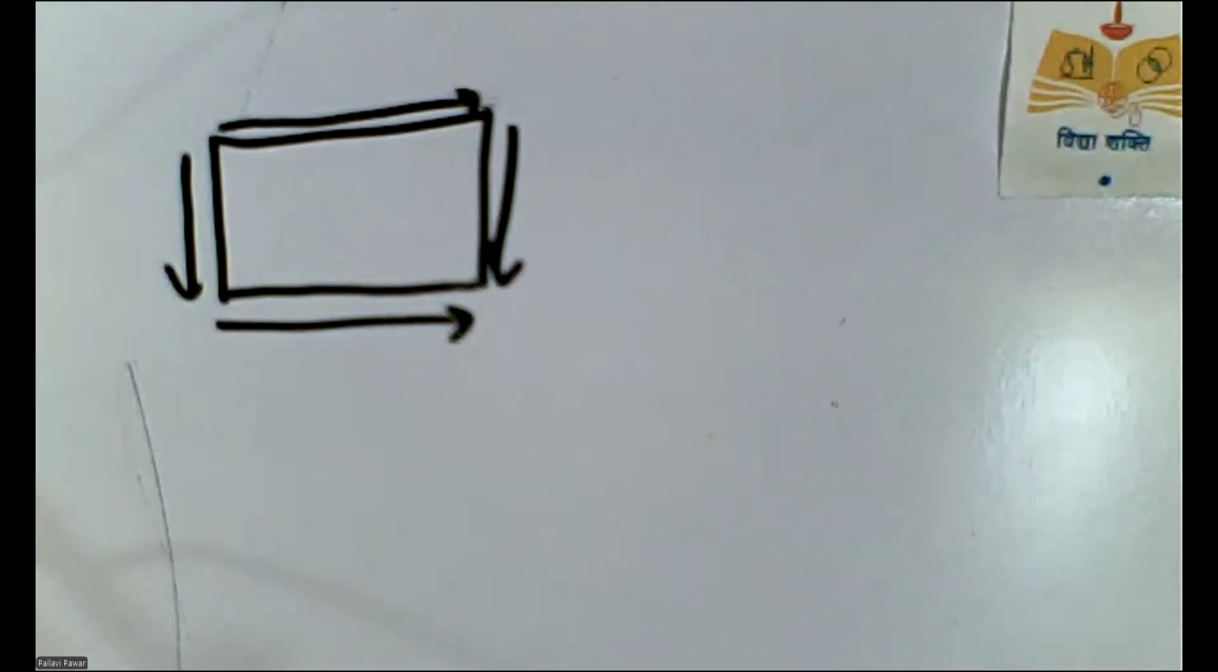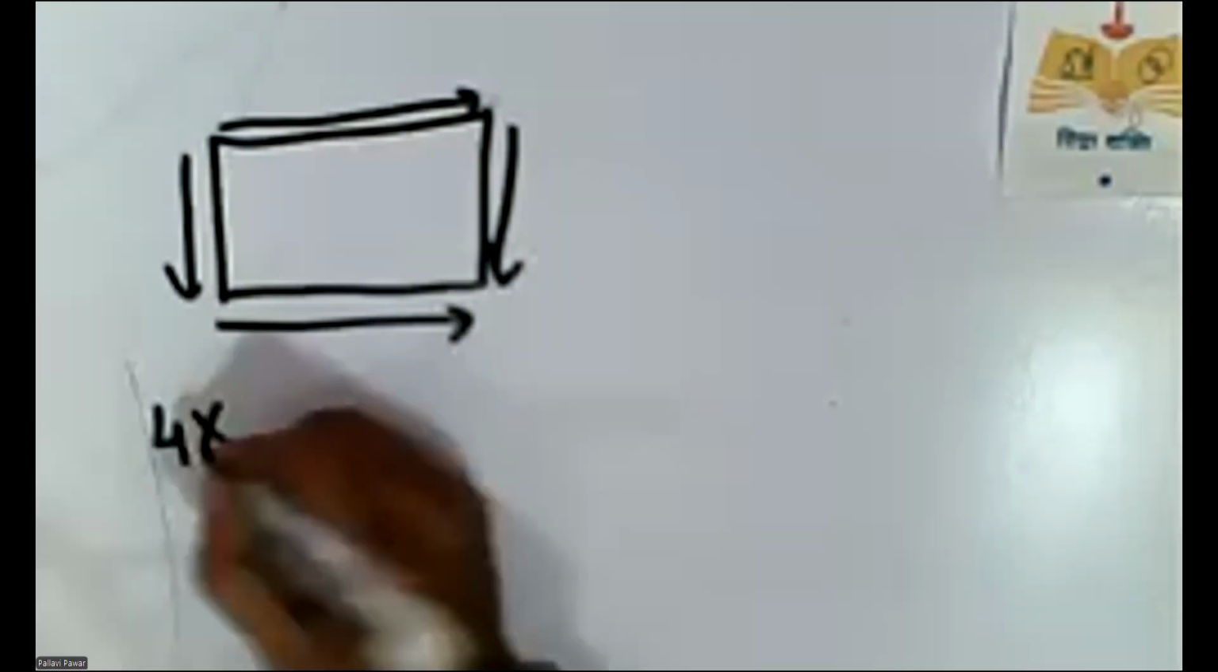Tell me what can be the perimeter formula of a square. Can anybody tell me? You all have to unmute yourself. I heard that this is a very active class. Yes, all my students are very active. The formula is 4 into the length of a side.